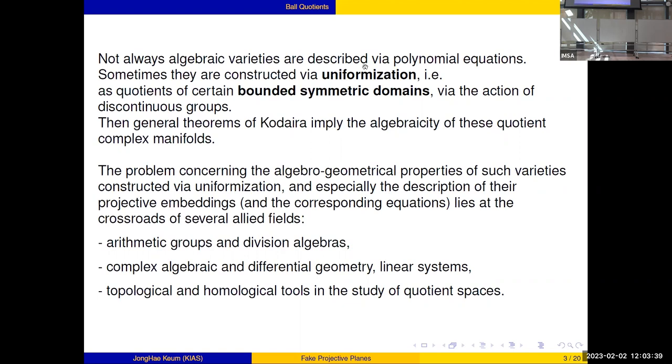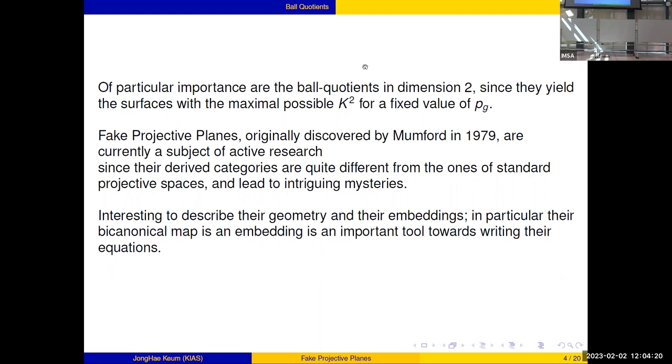So the problem concerning the algebro-geometric properties of such varieties constructed by uniformization, and especially the description of their projective embeddings and their corresponding equations, lies at the crossroads of several fields: arithmetic groups, varieties, complex algebraic and differential geometry, and topological and homological groups in the study of quotient spaces. Of particular importance are the ball quotients in dimension 2, since they yield the surfaces with the maximum possible c1 squared, the value of pg.